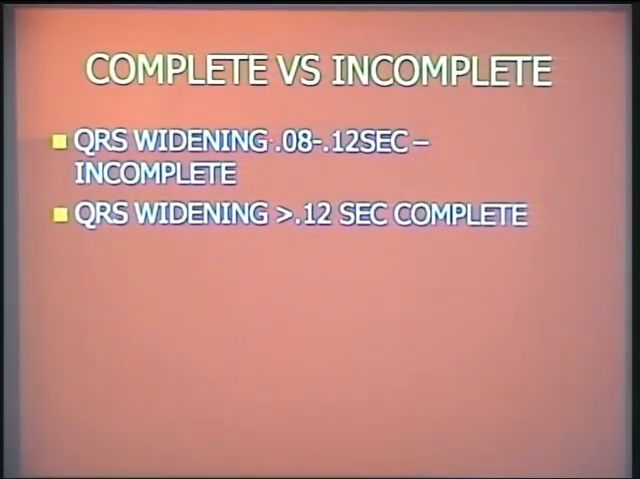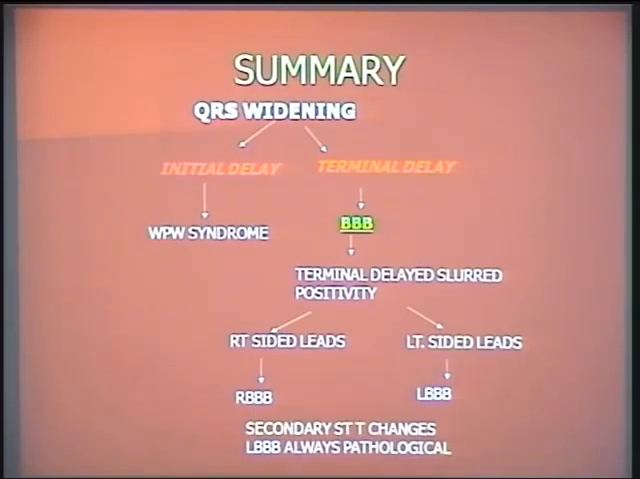So it also can be a complete right bundle branch block or an incomplete right bundle branch block, depending upon the QRS widening. If the QRS is widened by just 3 squares, it is called incomplete bundle branch block. If the QRS is widened more than 3 squares, it is complete bundle branch block. So incomplete or complete depends upon the QRS width and duration.